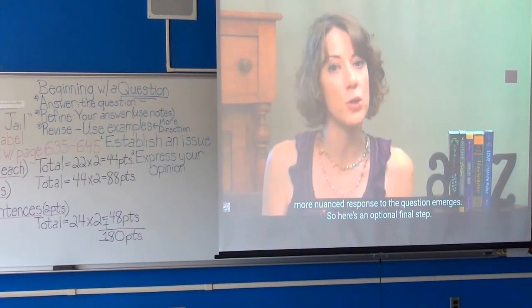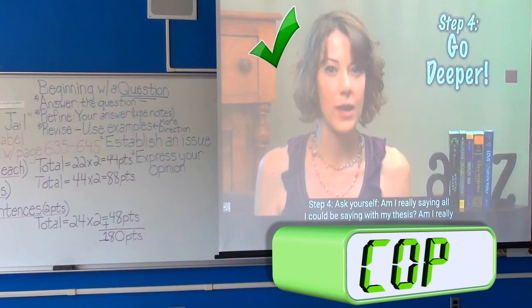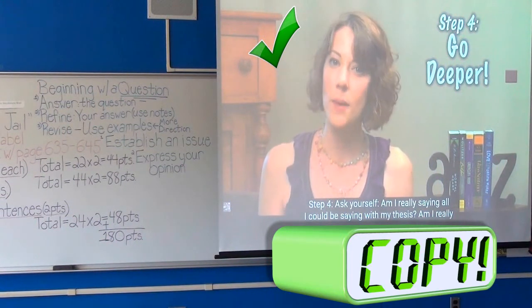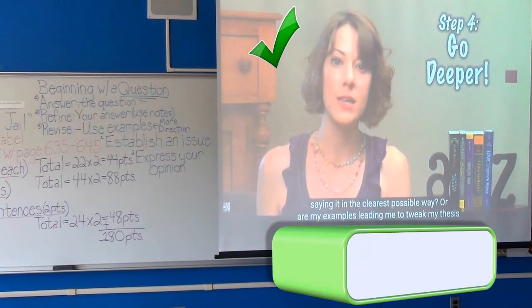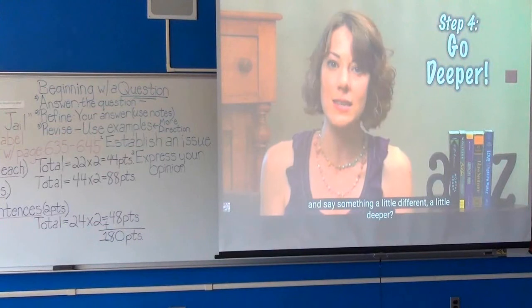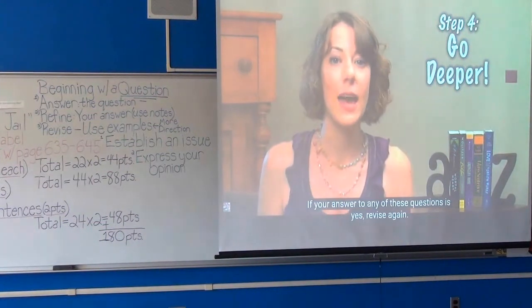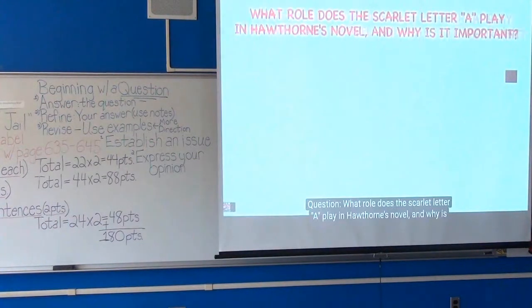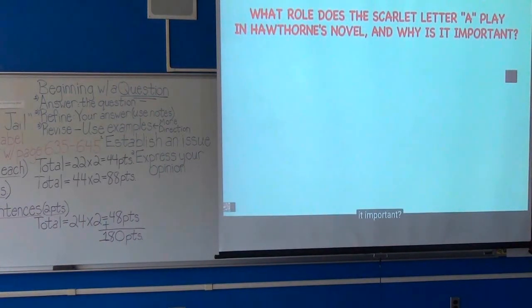So here's an optional final step. Step 4. Ask yourself, am I really saying all I could be saying with my thesis? Am I really saying it in the clearest possible way? Or are my examples leading me to tweak my thesis and say something a little different, a little deeper? If your answer to any of these questions is yes, revise again. Question. What role does the scarlet letter A play in Hawthorne's novel, and why is it important?